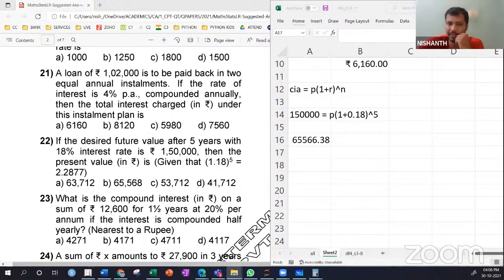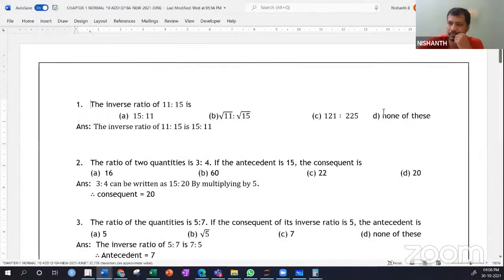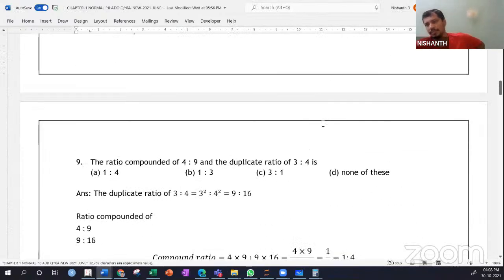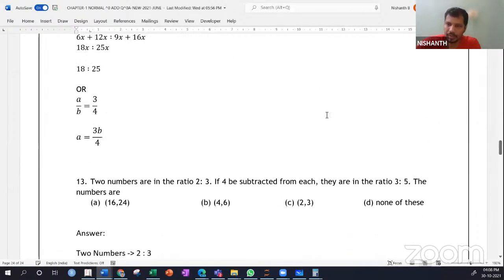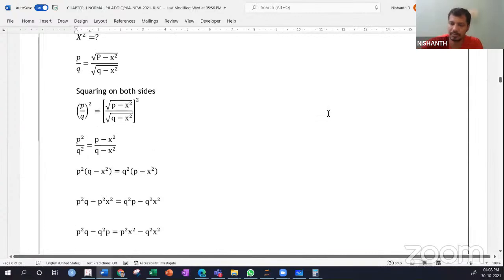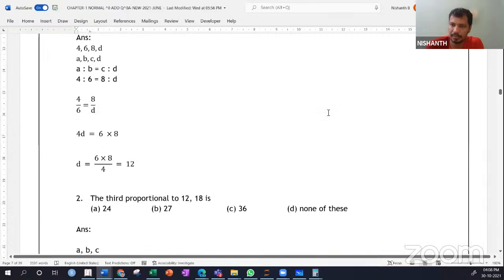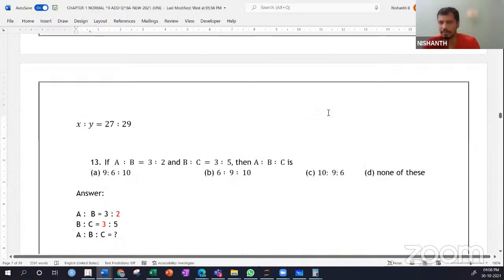So any other doubts in this annuity chapter? Okay. Ratios and proportions, I don't think you will have many doubts here. These are very, very simple questions. We started off doing these questions here. But here proportions also you should not have any doubts. Very simple things.